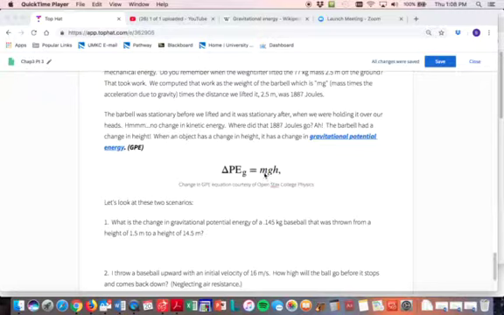So it went from mgh. So the mass of the baseball times 9.8 times its change in height. They should have had a change in height. So let's just calculate what that change in gravitational potential energy is going to be of that baseball. So let's take a quick peek. This won't take long.